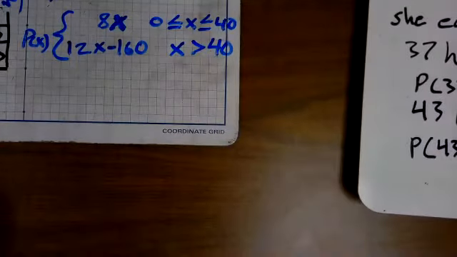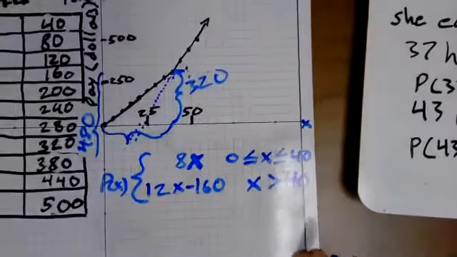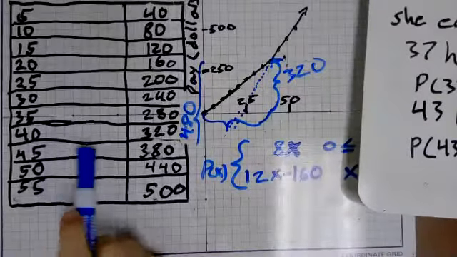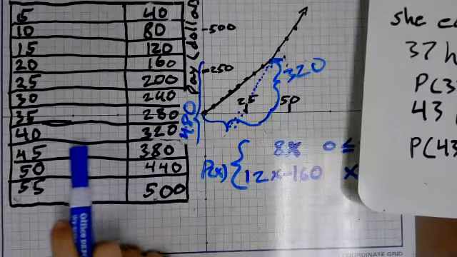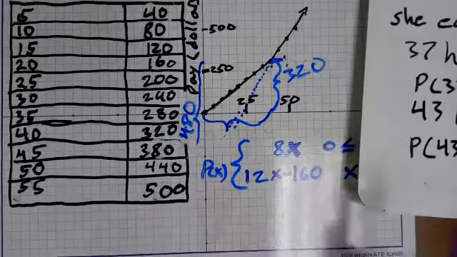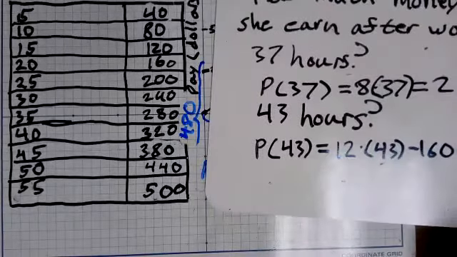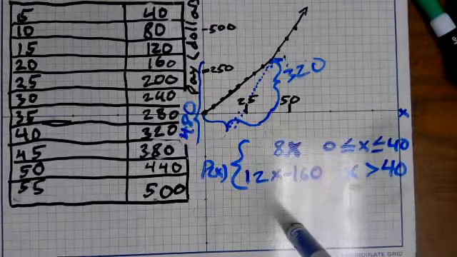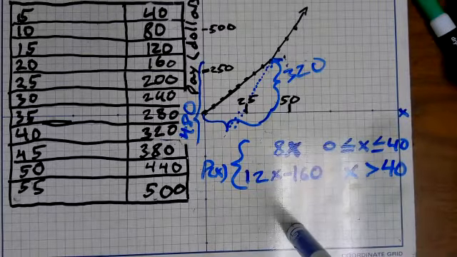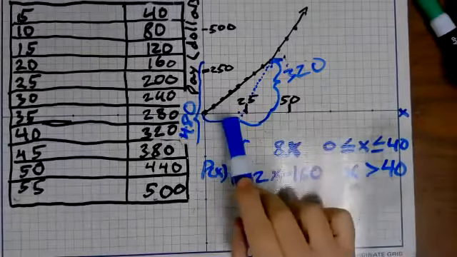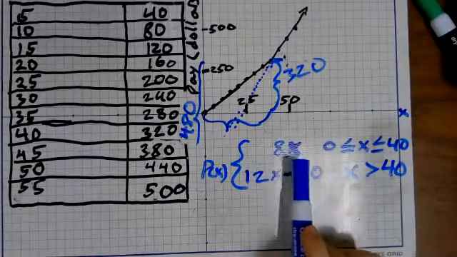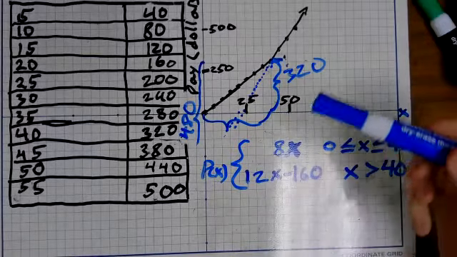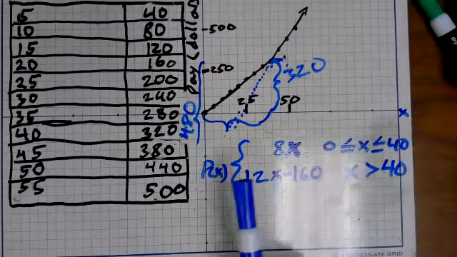And just as a sanity check, coming over here, 43 hours should give us a number between 320 and 380, which we got. So it looks like our equation is valid. All right. So this is just one example of how a piecewise function works. A piecewise function has one set of behavior in one interval here, and a different set of behavior at a different interval.